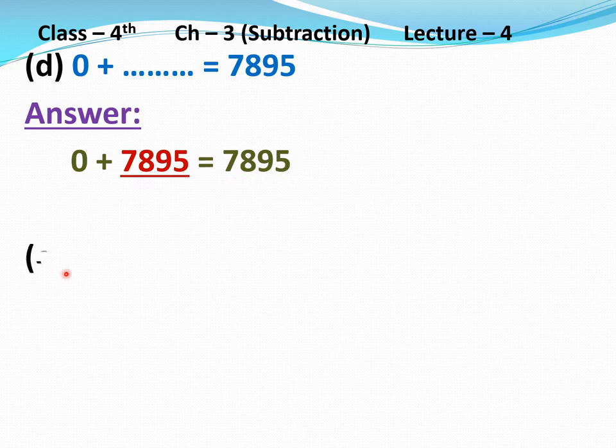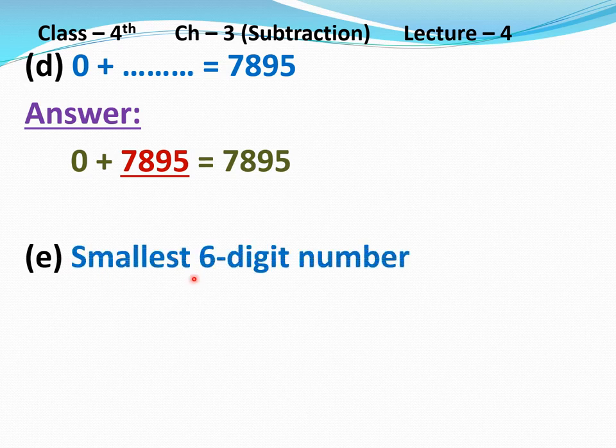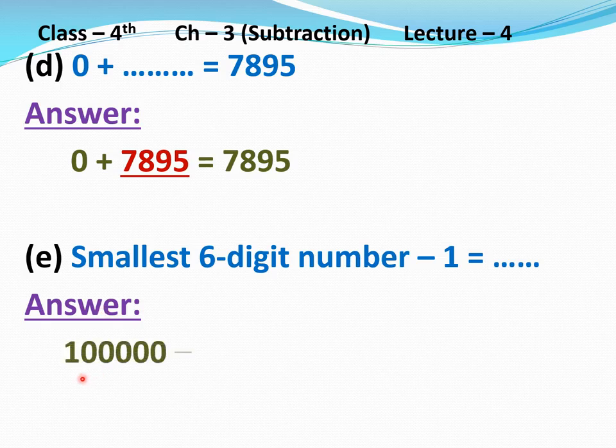Okay. Now E part. Smallest 6-digit number minus 1 equal to dash. If we subtract 1 from any given number, then we will get predecessor. Okay, means one number before. See, smallest 6-digit number is 1 lakh. So write down answer. 1 lakh minus 1 equal to 99,999. That means 99,999 is the predecessor of 1 lakh. That is smallest 6-digit number. Okay.